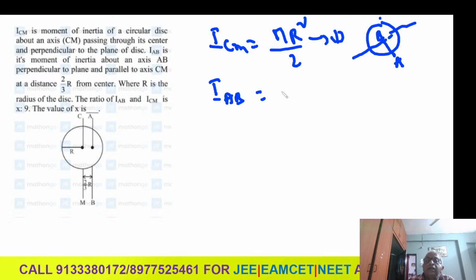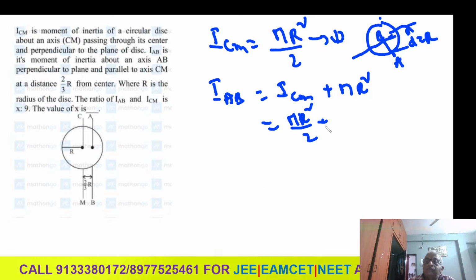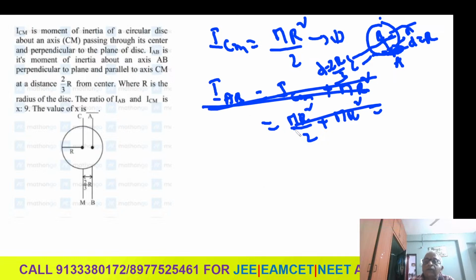IAB is nothing but ICM plus M d square. What is d? Here I thought d is R, the radius, but sorry, it is not R, not the tangent. Some distance he has taken. That distance is nothing but 2r by 3. I will remove this, one minute.